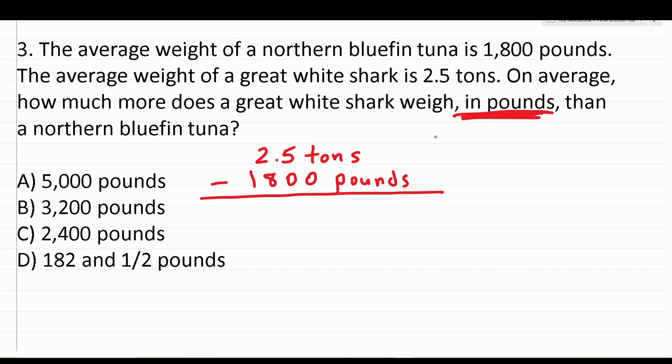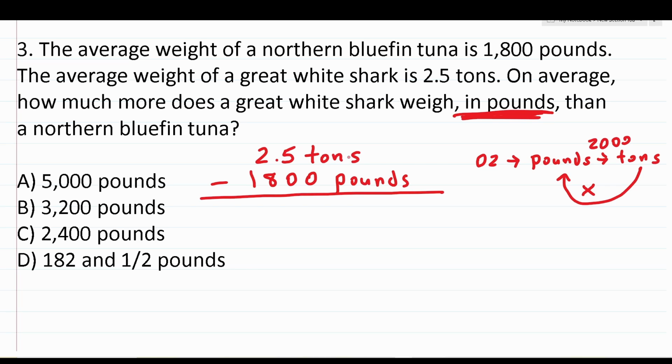So the first thing we have to do is convert the weight of the shark to be in terms of pounds. And again, if you don't know that conversion, you can always do this. We're dealing with weight and mass here. And as far as weight and mass is concerned, we have ounces, pounds, and tons. In this case, we're going from tons to pounds. So we're going to be multiplying by what? There are 2,000 pounds in every ton, so we're going to be multiplying by 2,000.